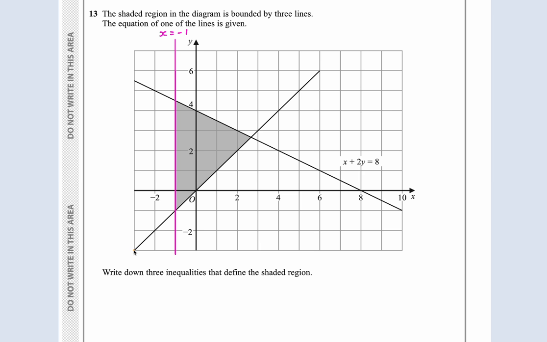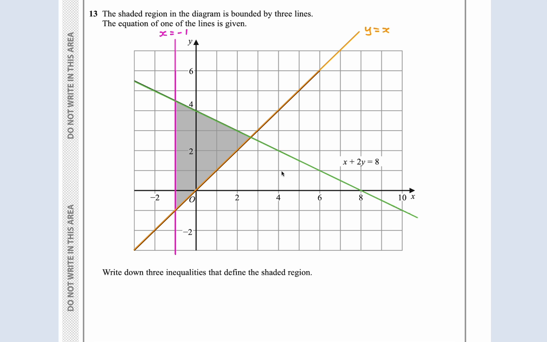This line is my other line. This is another fairly straightforward line. It's just y equals x. Because when x is 1, y is 1. When x is 2, y is 2. When x is 3 or 4, y is 4. So y equals x, or y equals mx plus c. The c is 0 and the m is 1. So we're just left with y equals x. The final one is this one here, which they've given to us, which is nice of them.